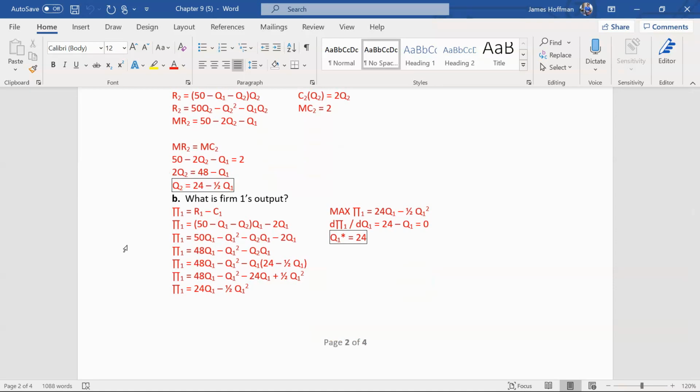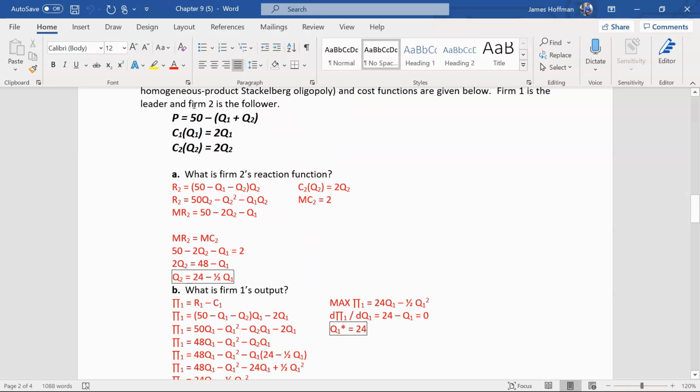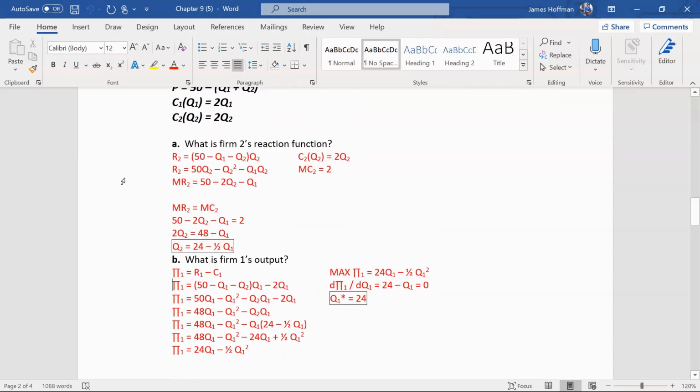Okay, so profit is revenue minus cost for firm 1, and revenue is just price times quantity. So the price is the demand curve, 50 minus Q1 minus Q2, times Q1, and then minus the cost function, which is 2Q1. Right? So you can simplify this a little bit.